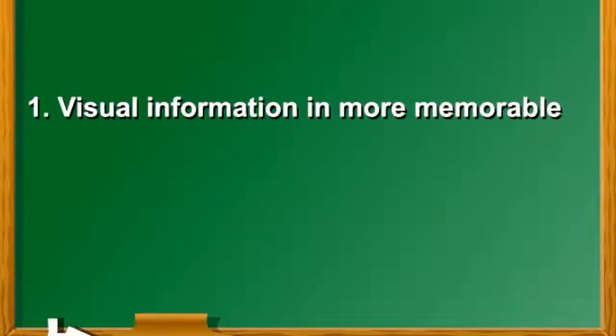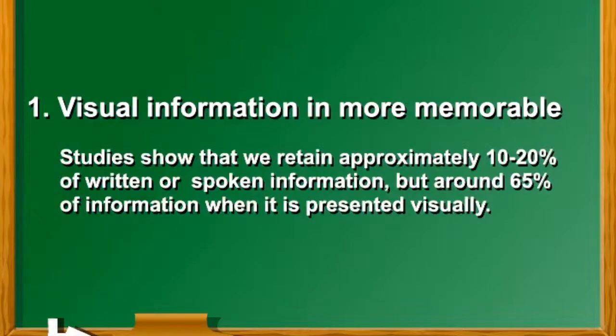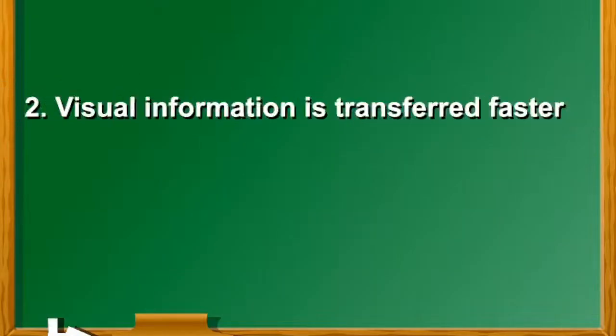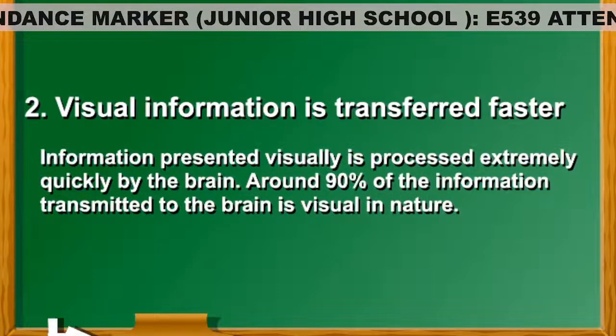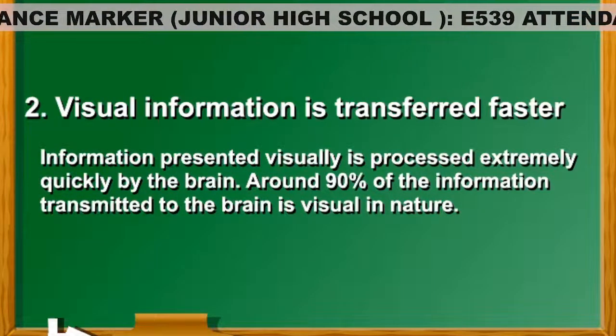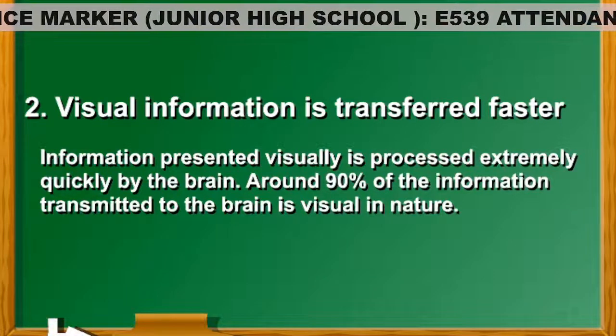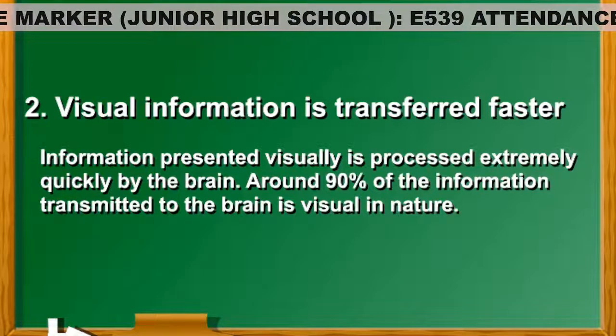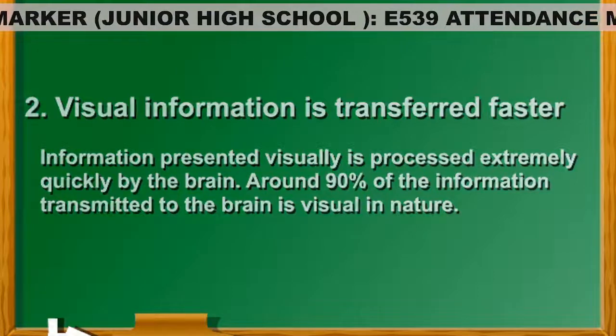First, visual information is more memorable. Studies show that we retain approximately 10 to 20% of written or spoken information, but around 65% of information when it is presented visually. The second one is visual information is transferred faster. Information presented visually is processed extremely quickly by the brain. Around 90% of the information transmitted to the brain is visual in nature.